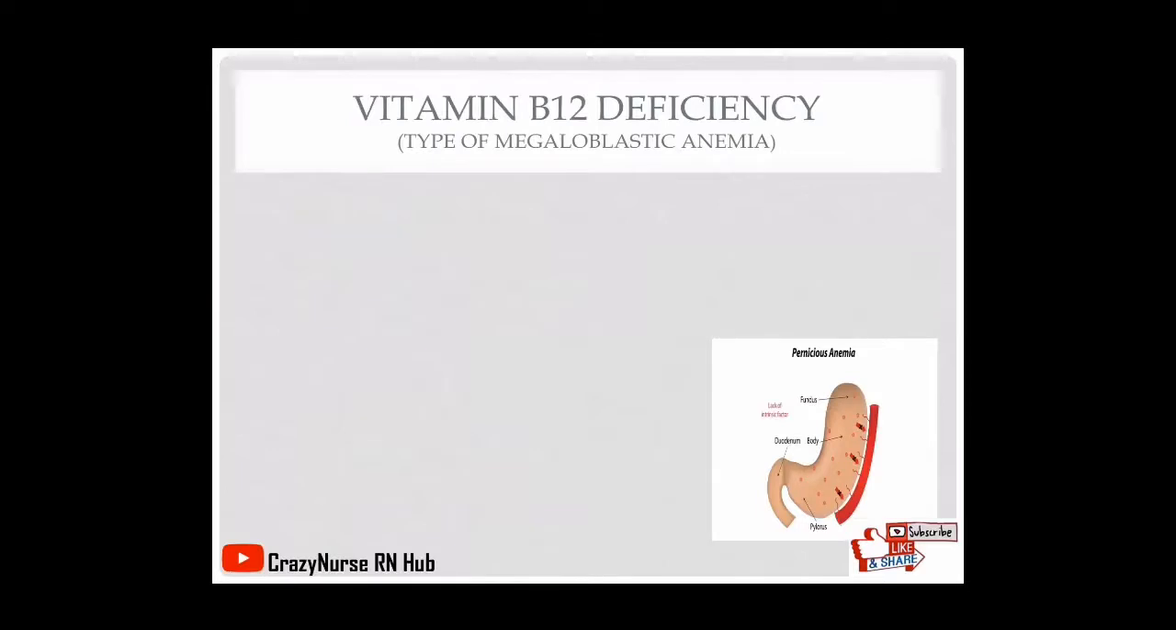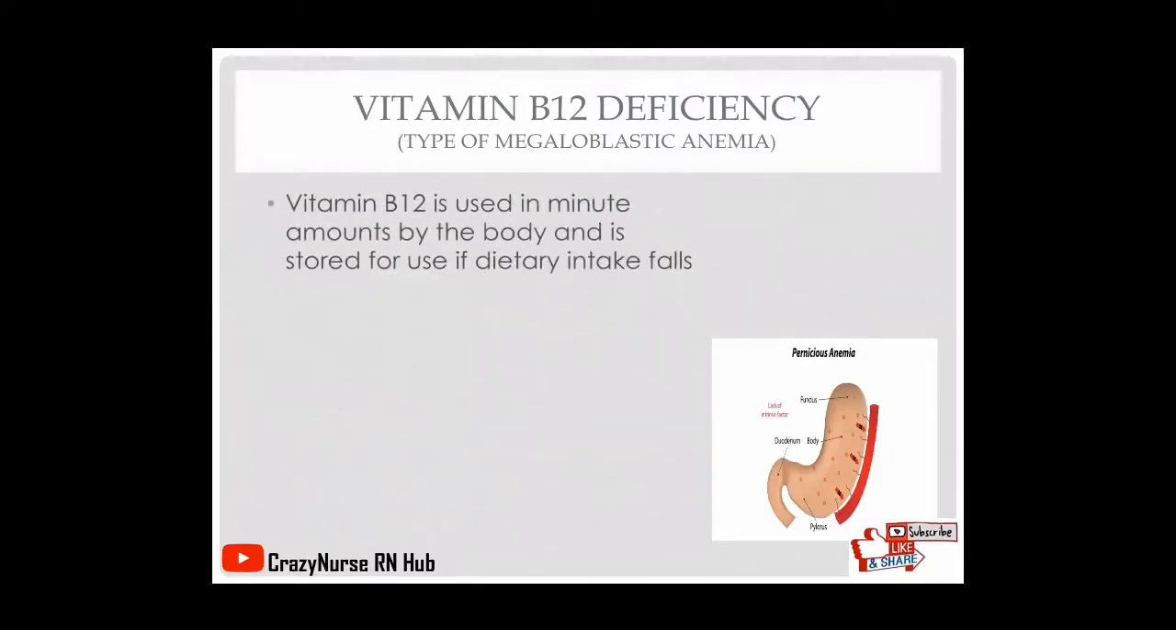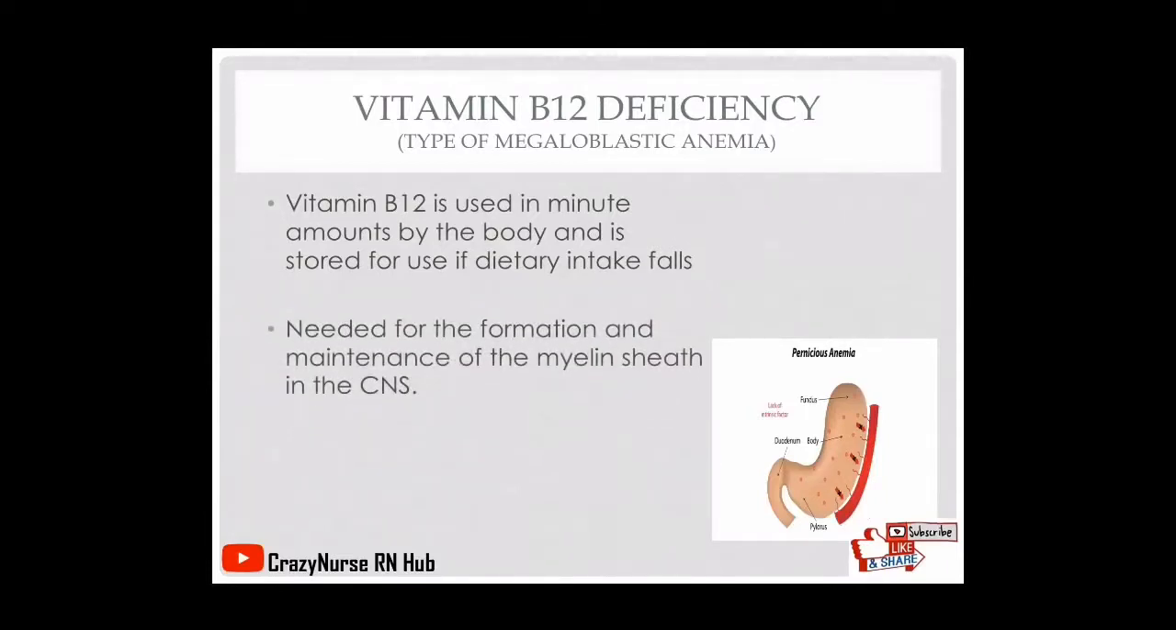We also have vitamin B12 deficiency, which is also a type of megaloblastic anemia. Vitamin B12 is used in minute amounts by the body and is stored for use if dietary intake falls. It is needed for the formation and maintenance of the myelin sheath in the central nervous system. So basically, vitamin B12 is very essential in your nerve processes.